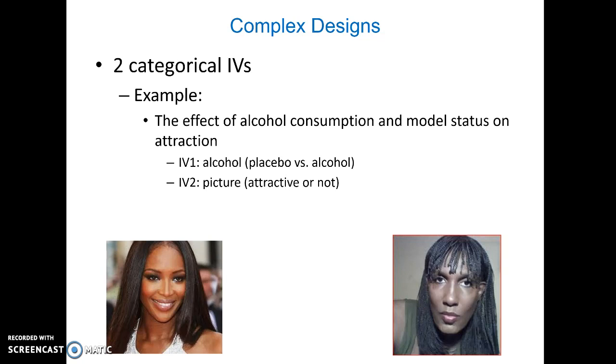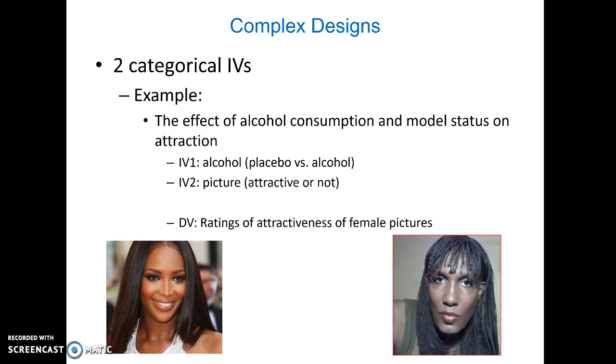So look at those two pictures below. I don't know who these people are. I just went to Google Images and typed in attractive person, and the person on my left showed up. And then I typed in unattractive photo, and the person on the right showed up. So I don't know who these people are, but Google tells me that they are attractive or not.